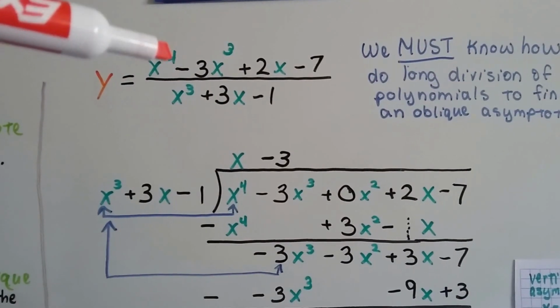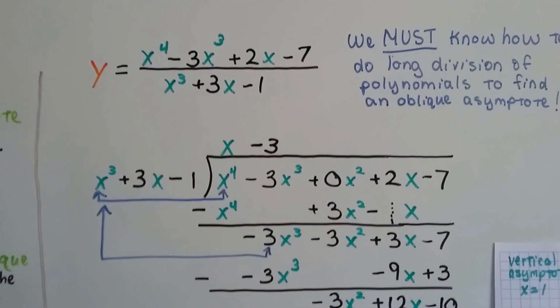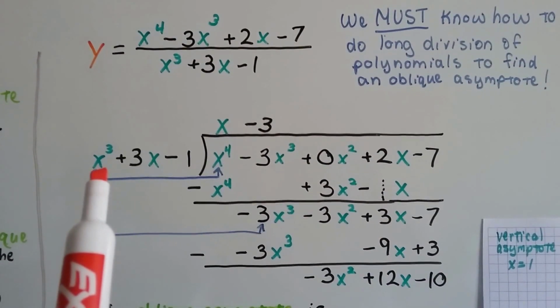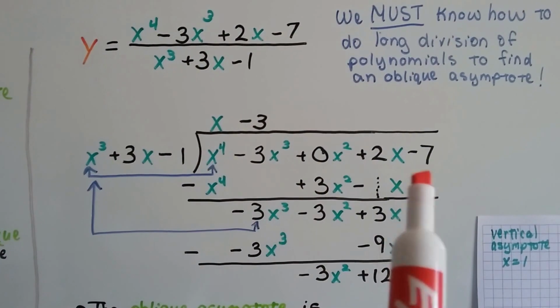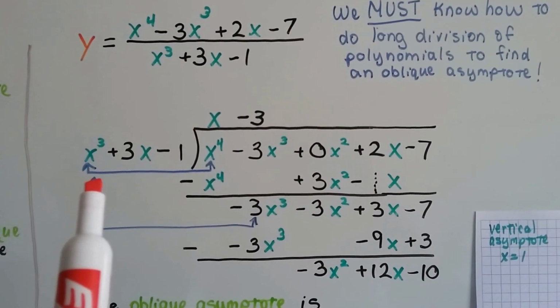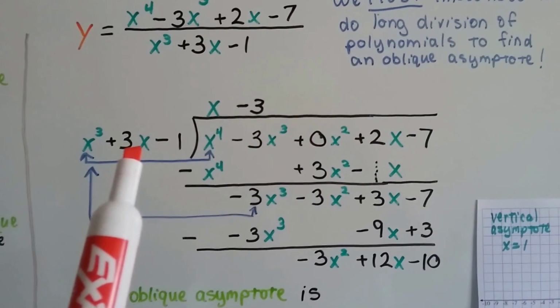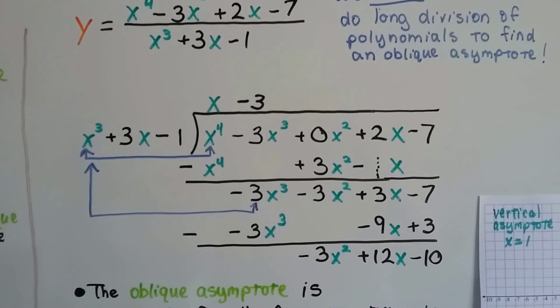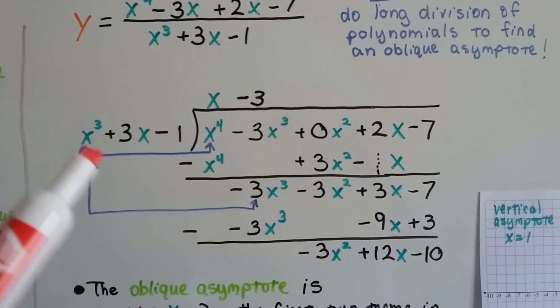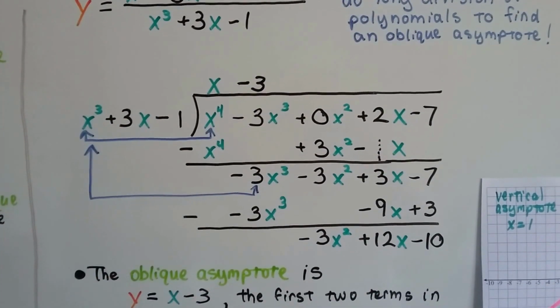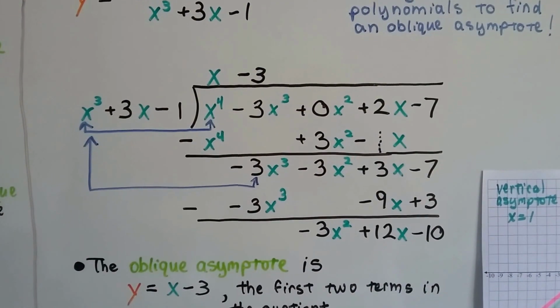We can see the 4 is 1 bigger than the 3. So we're going to have to do long division of a polynomial. So here's our problem right here. We've got this numerator divided by that denominator. See that? The first thing we're going to do is the first terms. How many times does x to the third fit into x to the fourth? 1. We just have an x.